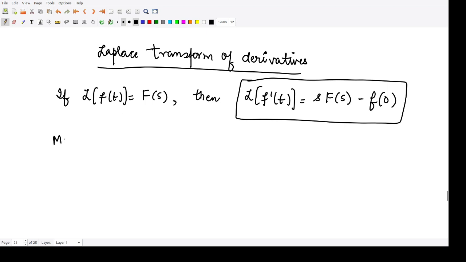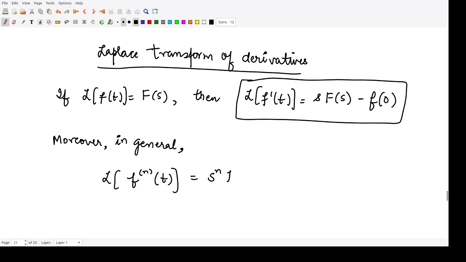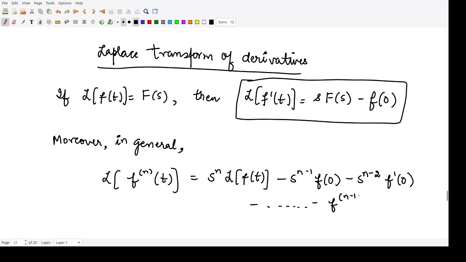And moreover, in general, the formula to calculate the Laplace transform of the nth derivative of the function f of t is equal to s raised to power n, the Laplace transform of f of t, minus s raised to power n minus 1, small f of 0, minus s raised to power n minus 2, f dash of 0, minus and so on, minus f raised to power n minus 1 calculated at the point 0. So this is the formula.